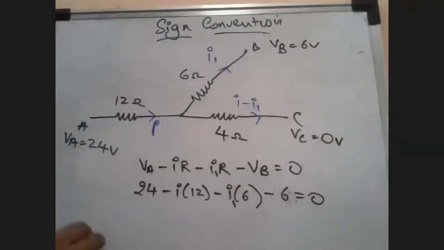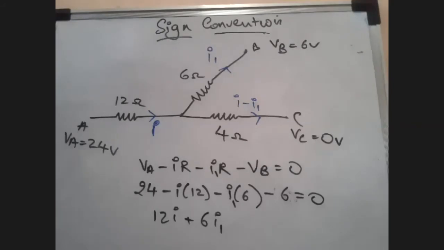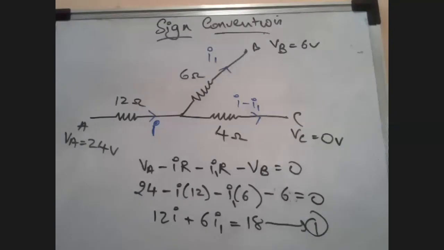Can I say it is 12I plus 6I1 equals 18? That is the first equation. You can simplify it further after simplification. Okay, no problem. Let's look at the second equation now.